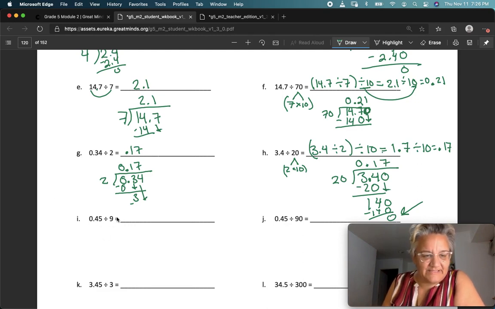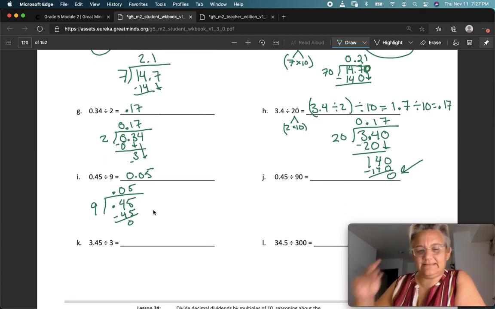Okay, here we've got 45 hundredths divided by 9. Well, that's probably going to be, is that right? 5 hundredths? Let's try it. 9 goes into 0 times. 9 goes into 45 5 times. Yep. Okay. Next.